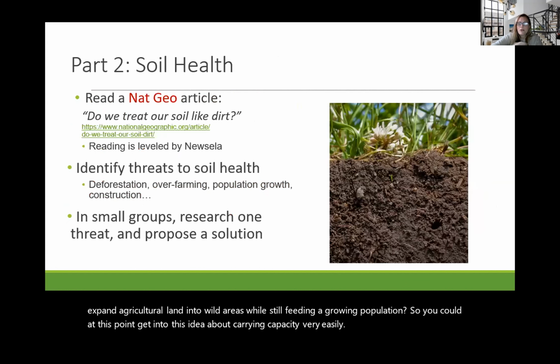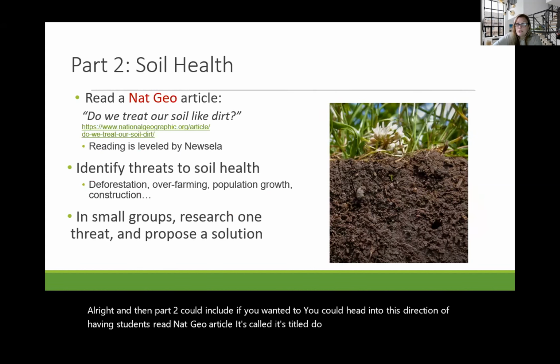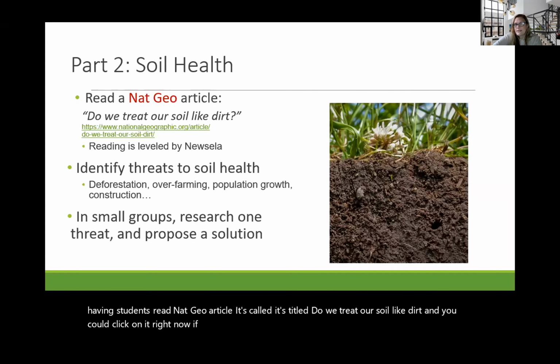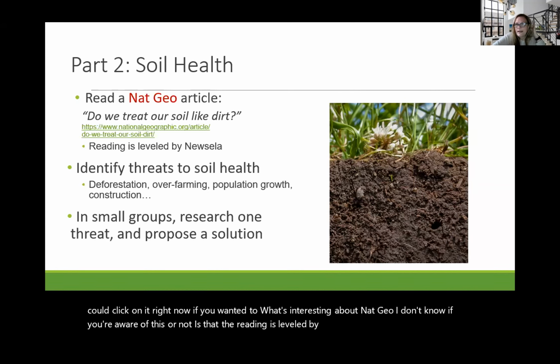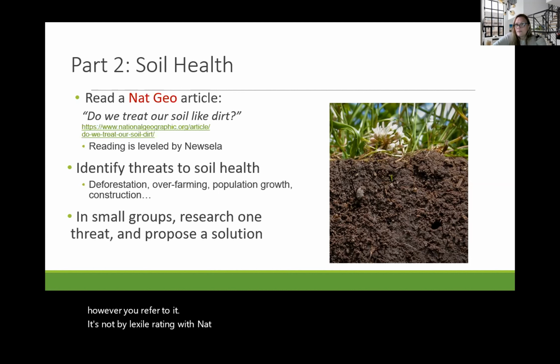All right, and then part 2 could include, if you wanted to, having students read a Nat Geo article. It's titled, "Do We Treat Our Soil Like Dirt?" And you could click on it right now if you wanted to. What's interesting about Nat Geo, I don't know if you're aware of this or not, is that the reading is leveled by Newsela. It's not by Lexile rating with Nat Geo, though. It's by grade level. So it's a little bit different, but nonetheless, it's the same.